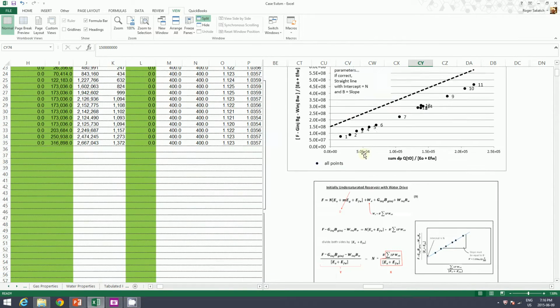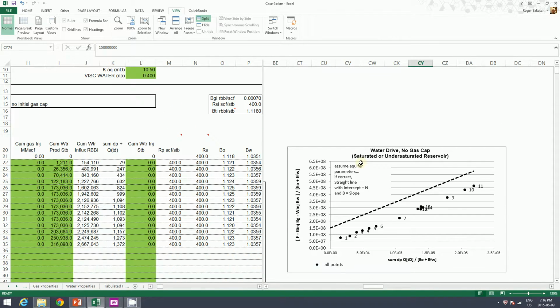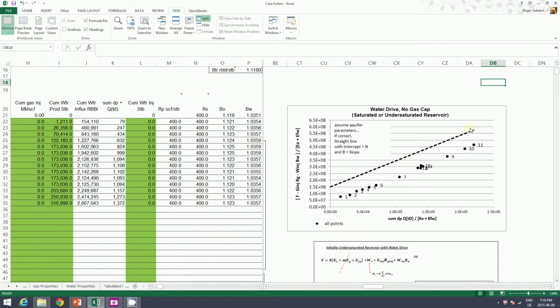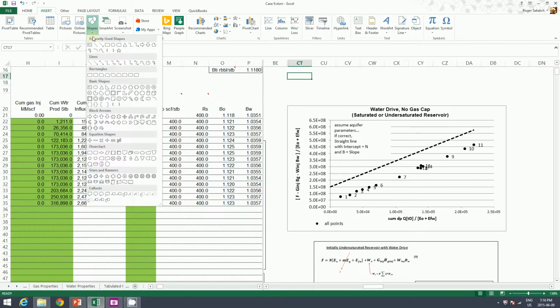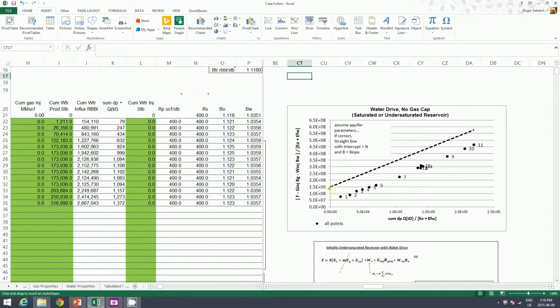Okay. So that's going to move that line up a little bit. What that basically does is the slope of that line is that constant B, the aquifer constant B that we were talking about. And what I typically do is I'll come up here and pick a line and lay it in here, lay it over top of that.